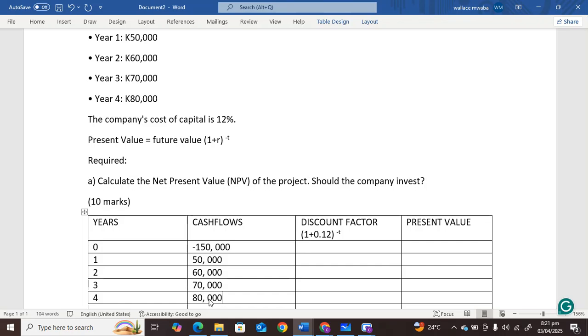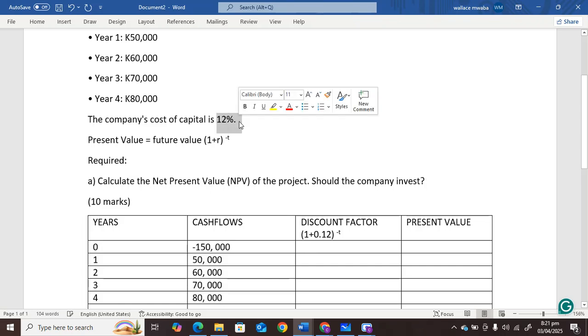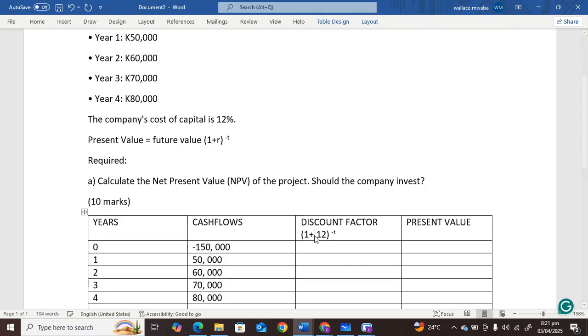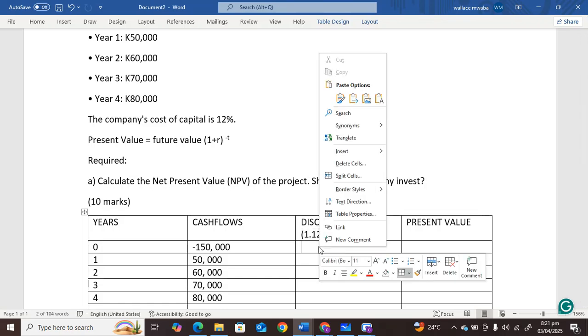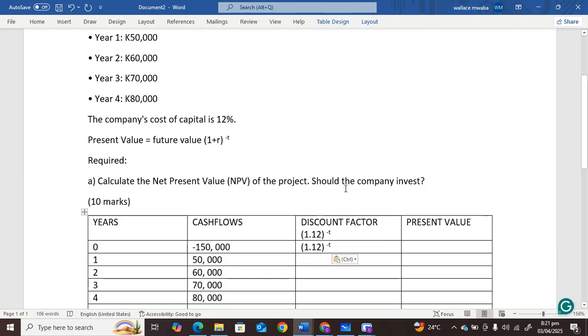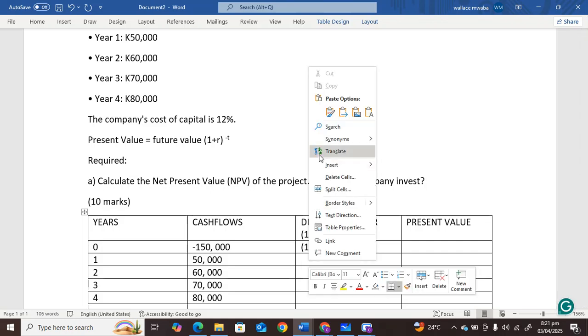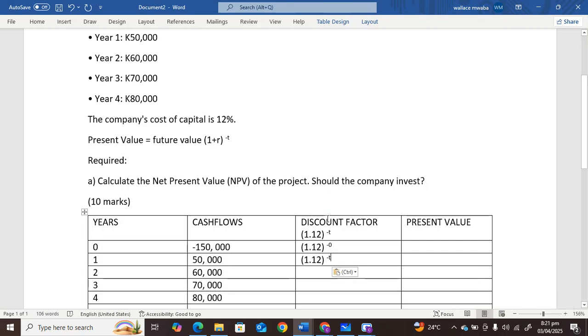Okay. Then we go to our discount factor. Remember, our rate is 12%. So 12% in decimal form is 0.12. So this rate, you add it with 1, 0.12 plus 1, you get 1.12. So each year, t, the value of t is the same as the year. So in year 0, 1.12 is to the power negative 0. In year 1, the value of t is 1, so it will be 1.12 to the power negative 1.